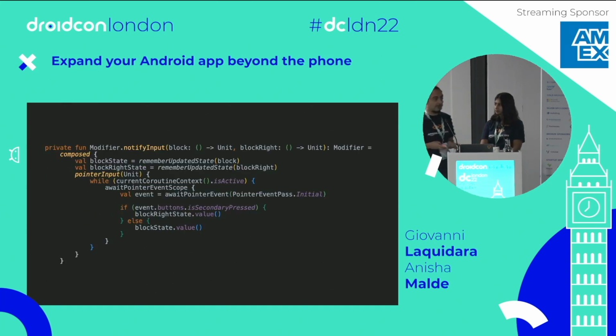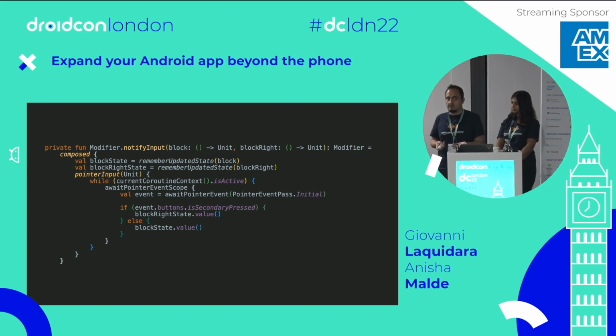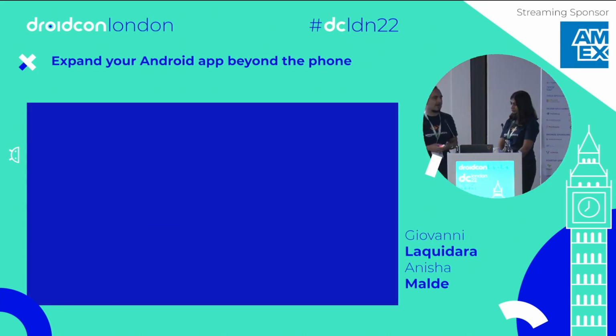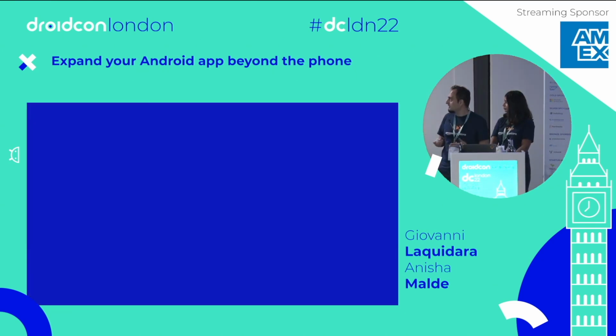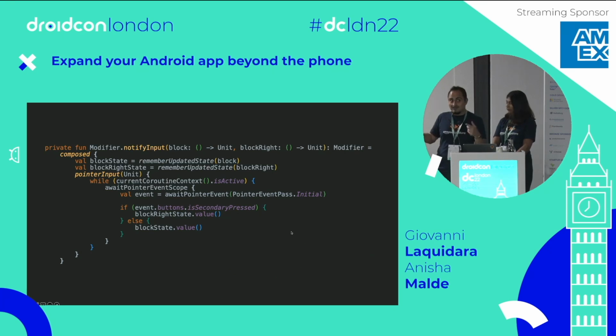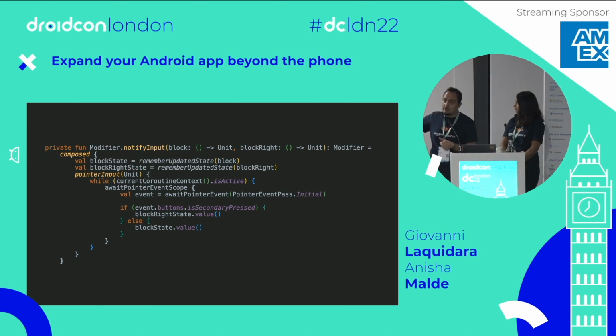We also talk about the mouse. For the mouse event, you have the left button of the mouse and the right button. So let's say that you want to associate a function, a behavior, to your composable associated to the right press of a button. You can use this modifier, extending the pointer input modifier of Jetpack Compose. And inside that method, you can extract what kind of button has been pressed by the user, just getting the event's button isSecondaryPress Boolean.